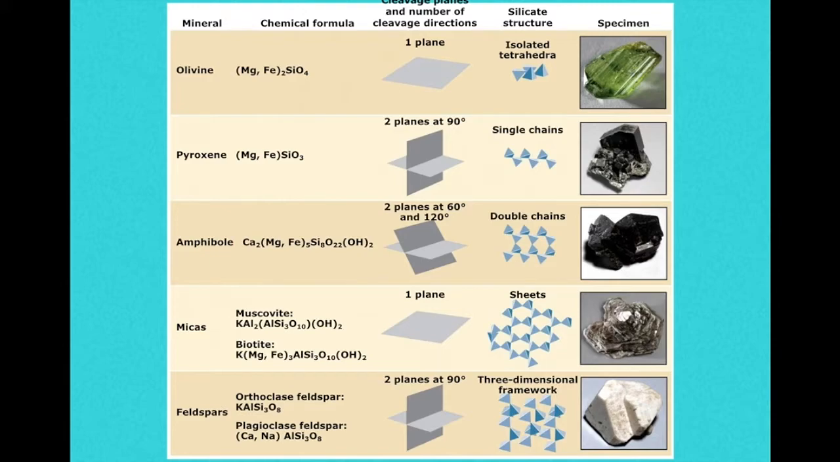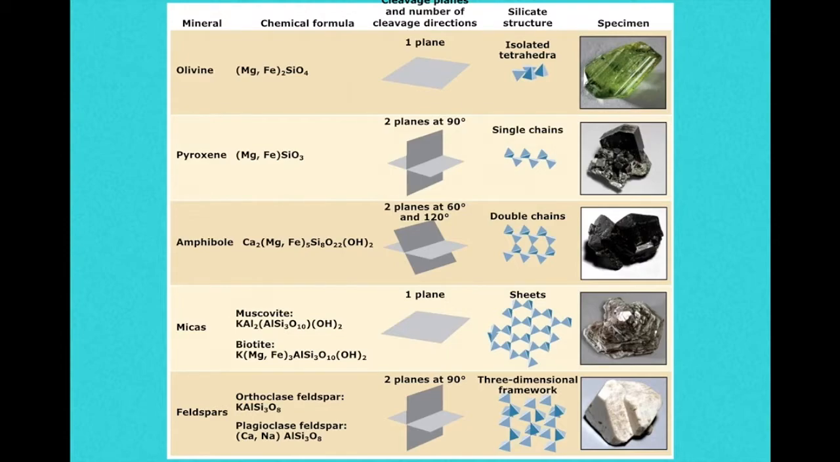Olivines are isolated tetrahedra, so instead of a system where these are organized, this is an unorganized set of tetrahedra, and this would have MgFe2SiO4 and has only one plane of cleavage. This olivine is typically a more mantle-oriented mineral, found mostly in peridotite and sometimes can get into basalts, but it is more of a mantle mineral.